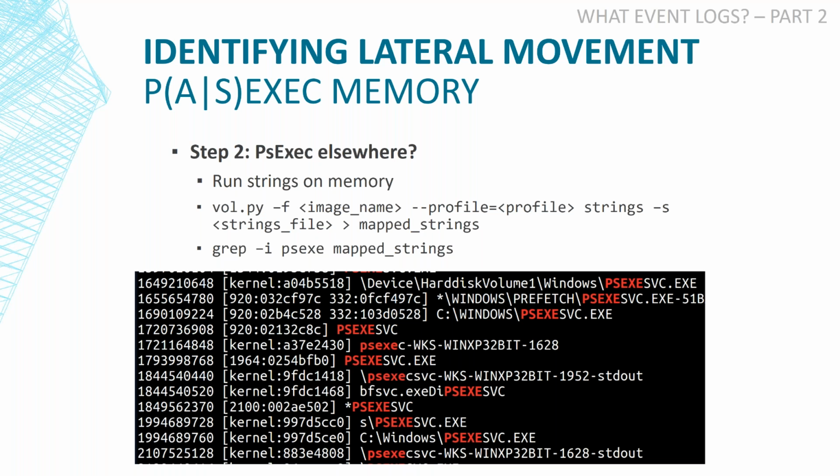If someone came from another system and is connecting to this one, I would obviously take that one system name, that WKS WinXP 32-bit, and take that back to my infrastructure and see, hey, what system is this? Is it the system I'm looking at, or is it the system that they're coming from? So a lot of artifacts left in memory that we may want to go and track down.